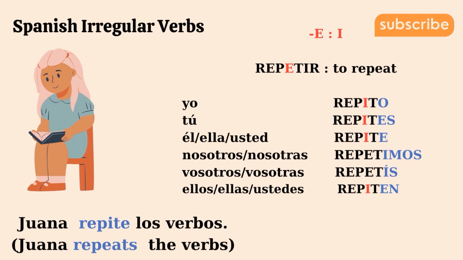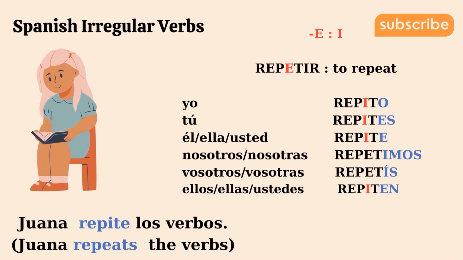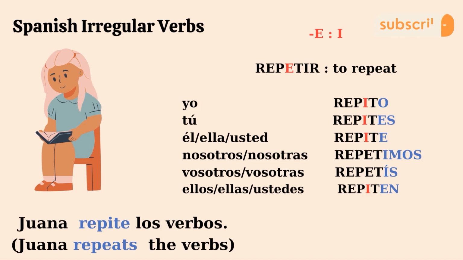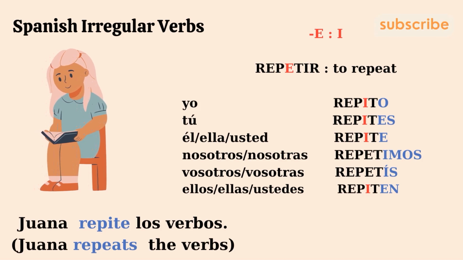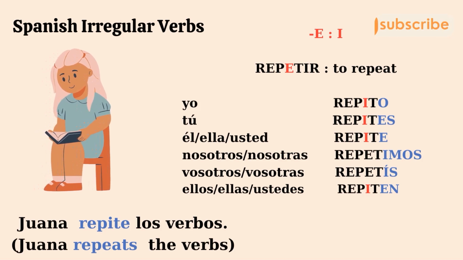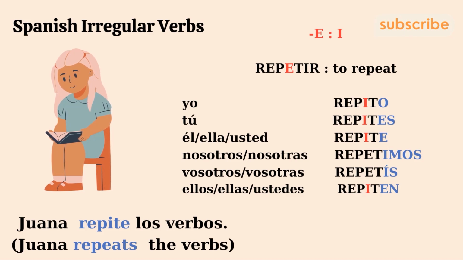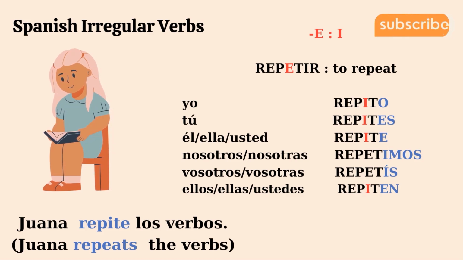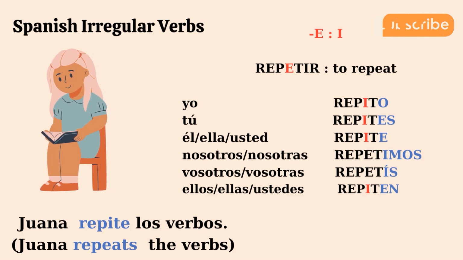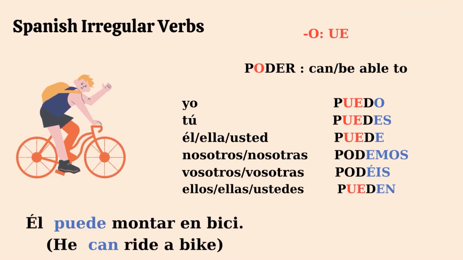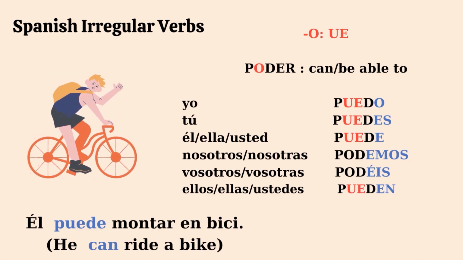The second group of the irregular verbs are the verbs that change the e sound of the root to i when we conjugate them. Here we have repetir. After dropping ir, we have repet. And then, when we conjugate the verb, the e sound turns to i sound, and the conjugation is repito, repites, repite, repetimos, repetís, repiten.